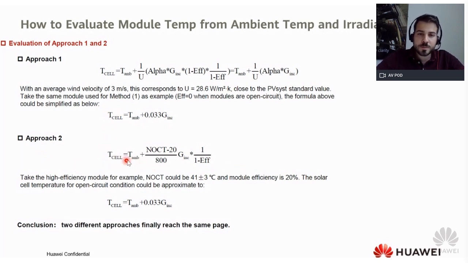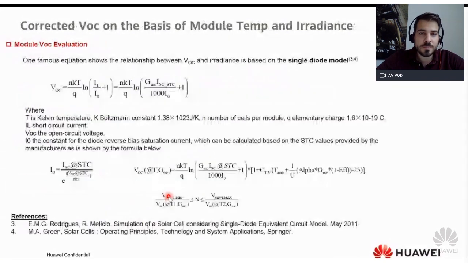And for the second approach, we also use the same panel as a default. Efficiency is 20%, and the NOCT number could be 41 plus or minus 3 degrees. Using the same approach, we are left with the same equation. So even though we have used different approaches, we are left with the same equations at the end. This actually verifies our assumption that this calculation is valid.